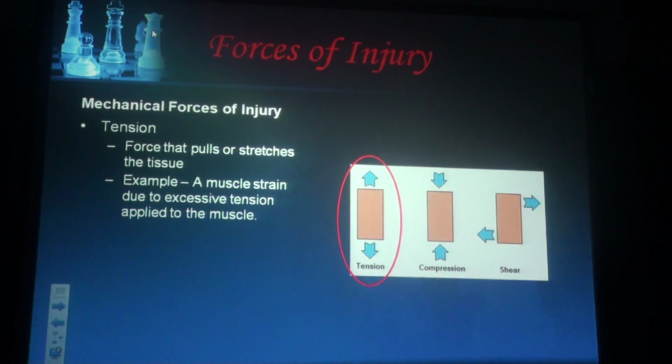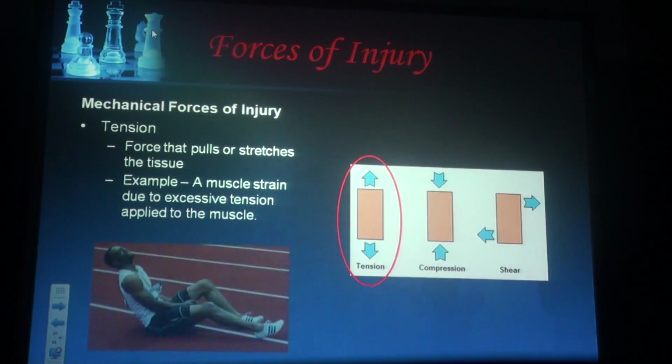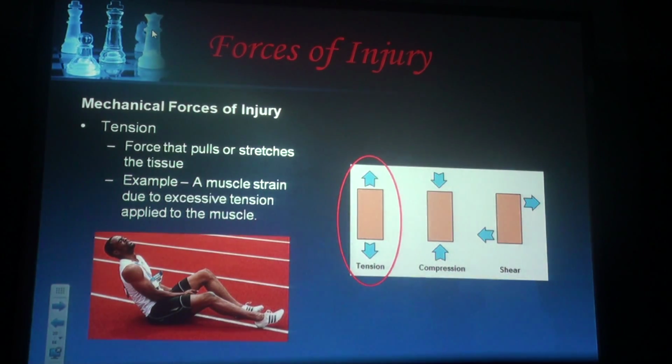An example, a muscle strain due to excessive tension applied to the muscle. So the muscle is so tight and you try to take off, it pulls so hard that it causes the muscle fibers to tear in the middle. So it takes a tension force to cause that to happen. As you can see from this guy right here, he has a hamstring strain. But that's what we're talking about. It's a tension injury.